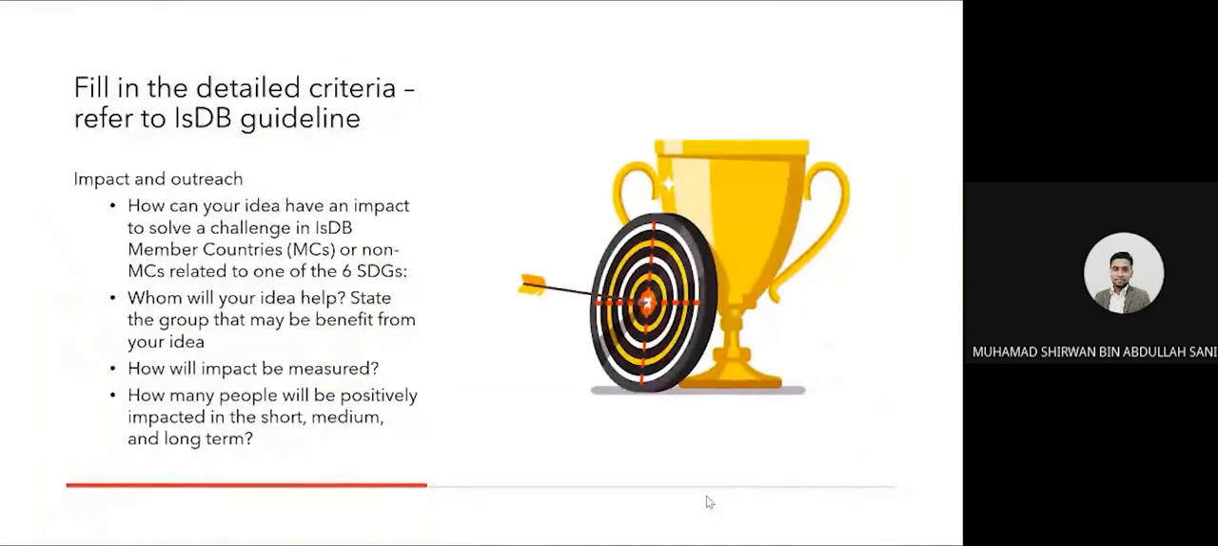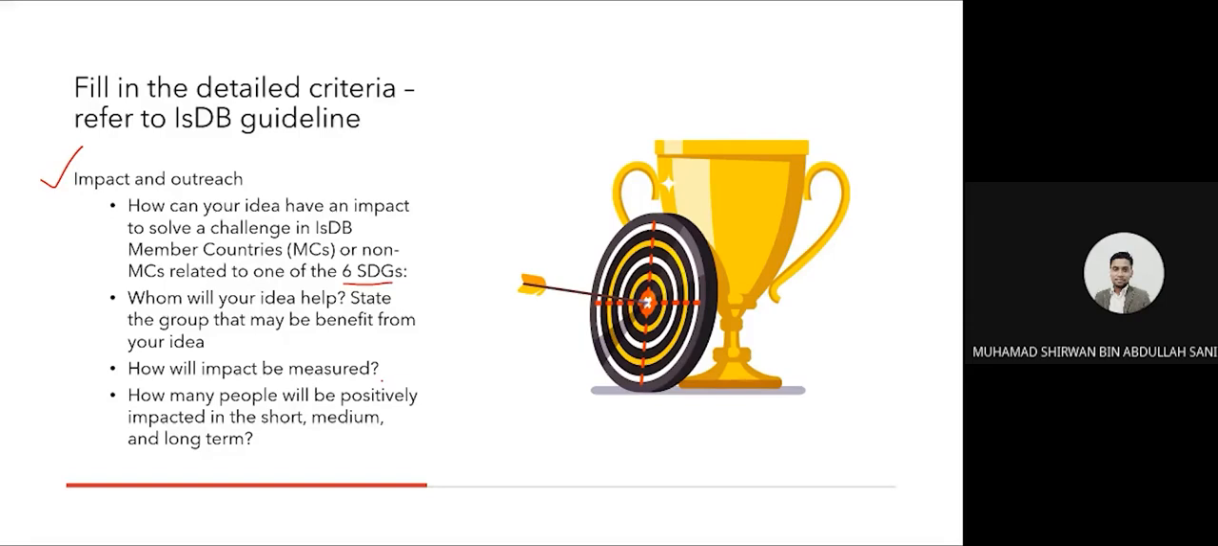And then you also need to fill in information related to your research or your proposal on impact and outreach. How can your idea give an impact to solve challenges in Islamic Development Bank member countries? If you go to the guideline, they already highlighted what the ISDB member countries are. And then you need to focus on these 6 SDGs as have been highlighted previously. So who will you help using your idea? You may state that you use your idea to help the farmers. In my case, you may say that you use your idea to help the food manufacturers in your countries. And then how will the impact be measured?